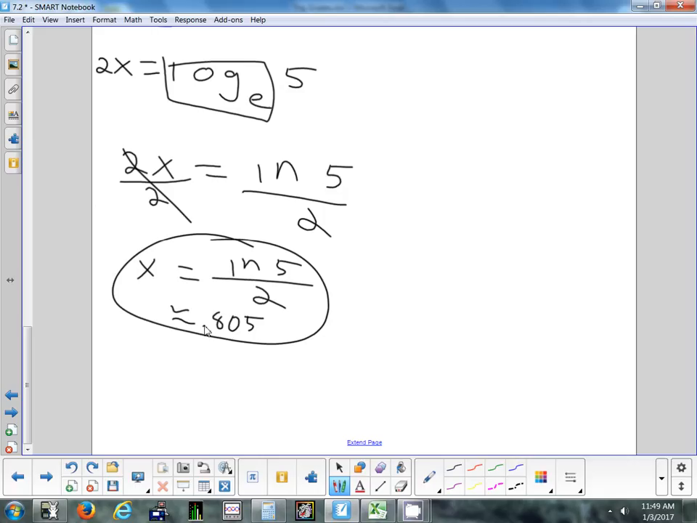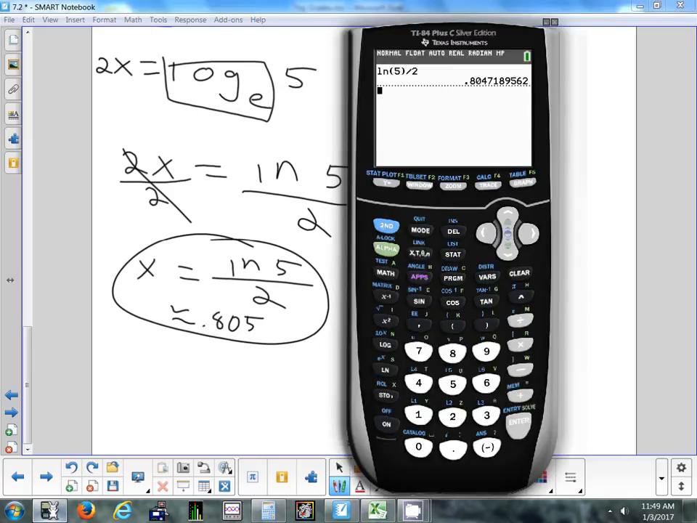Now, would it make a difference if I didn't close that parenthesis? Yeah, if I didn't close the parenthesis, it wouldn't do the natural log of 5. It would do the natural log of 5 halves. That's like doing the ln of 2.5. That's totally different. Okay, so make sure you do close that parenthesis.